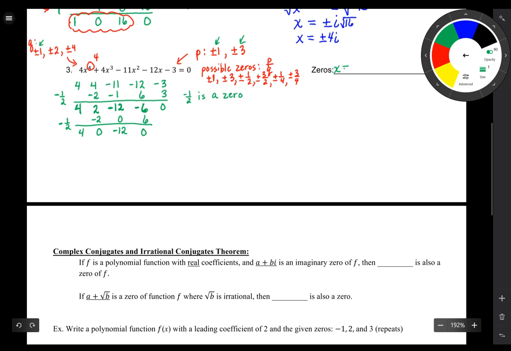So x equals negative 1/2. Now, do we write it out twice? No. You could if you want to, or you can just say this is a double zero. So it's 2 zeros right there. So if it counts for 2 of them, you still have 2 more. So for the 2 more, we can write the quotient. So the quotient would be 4x squared plus 0x minus 12 equals 0. So again, you want to solve by square roots. So disregard that. Add 12.